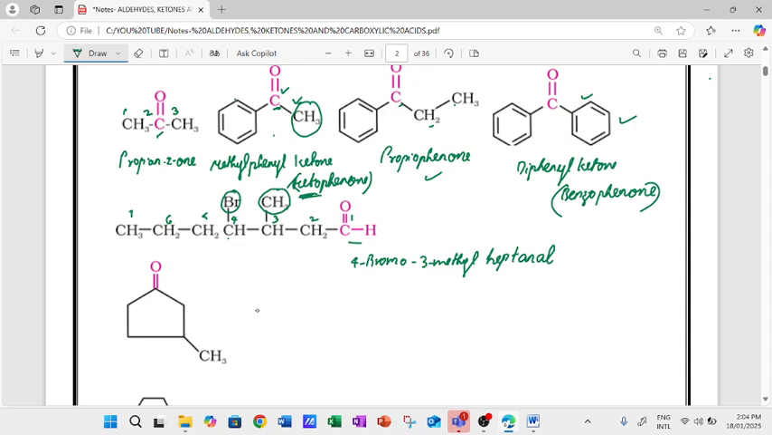And here you can see a pentagon structure. In that pentagon, this is the carbon with the C double bond O. So this carbon is termed as number 1, this is 2 and this is 3. And the third position has the CH3 group. So 3-methyl, and the main chain is cyclopentane. But we should not write the letter e; instead we write one: cyclopentanone, 3-methylcyclopentanone.